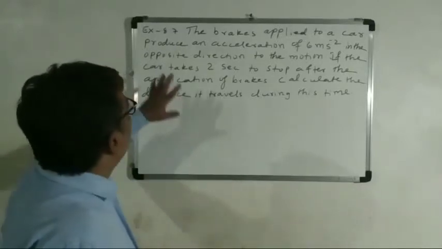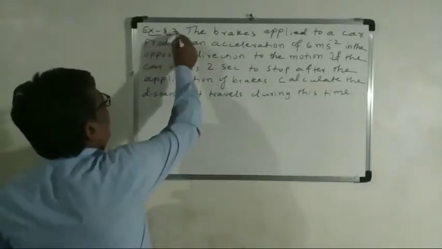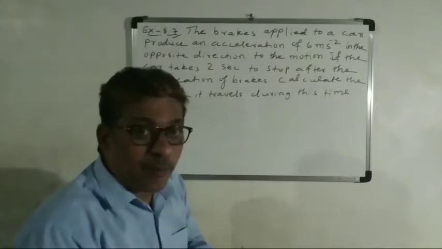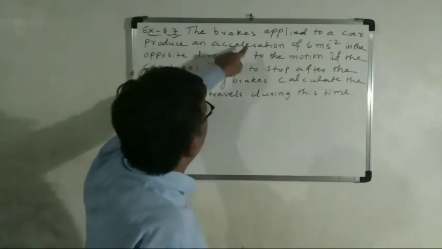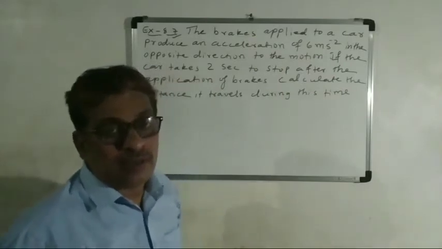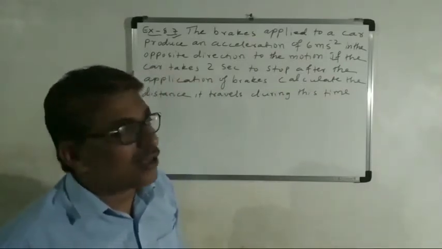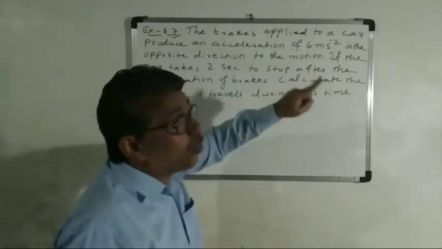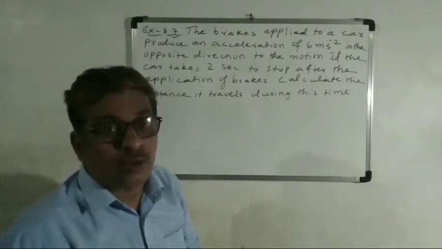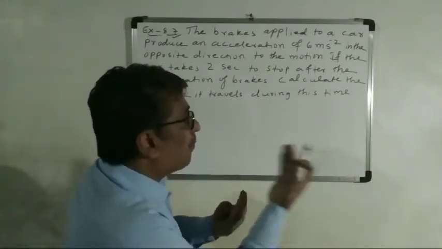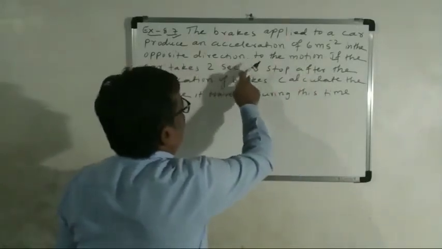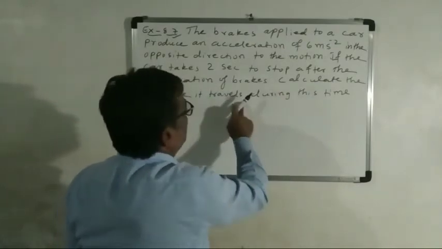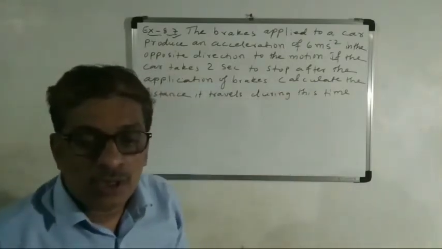So dear students, let's see the last example, 8.7. The brakes are applied to a car to produce an acceleration of 6 meter per second square in the opposite direction to the motion. If the car takes 2 seconds to stop after the application of the brakes, calculate the distance it travels during this time.